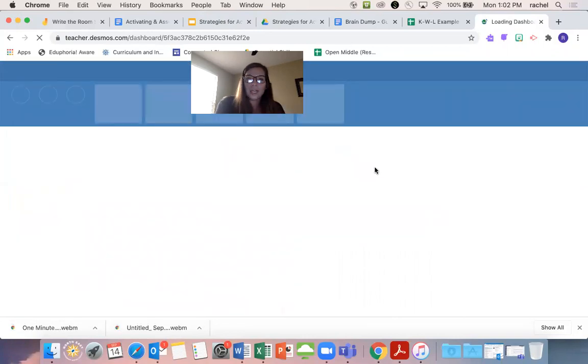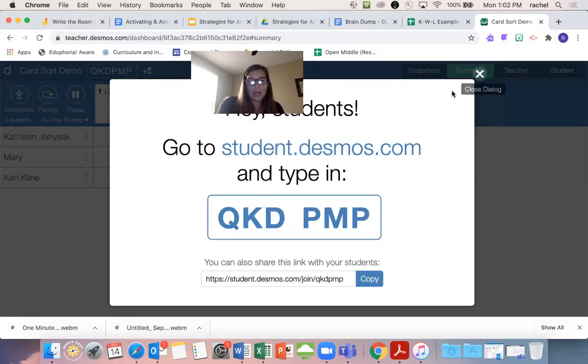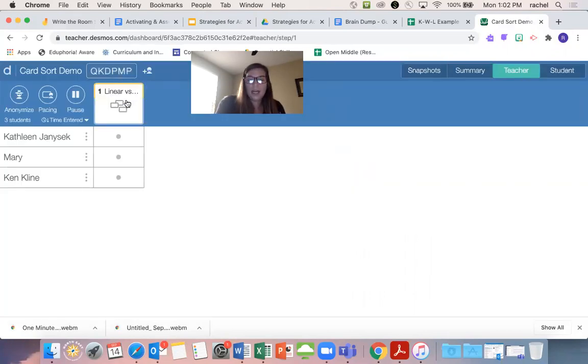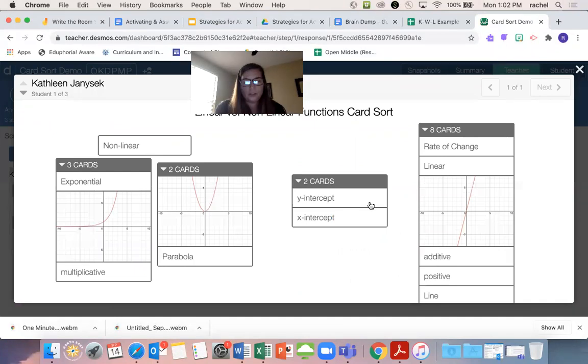So all you do is you create a card sort in Desmos. This is a template that's already there. I added a bunch of different linear and non-linear items to it. And I can see right here, my student on the left grouped a bunch of different cards together. Student in the middle hasn't really grouped too many together, but maybe they did rearrange them.